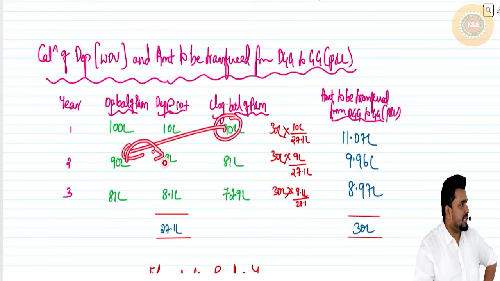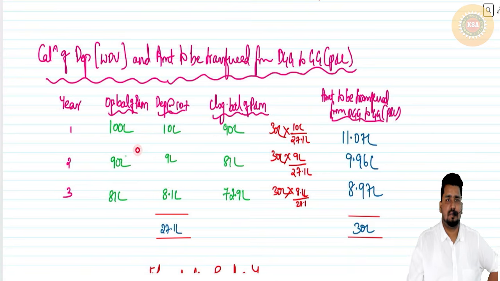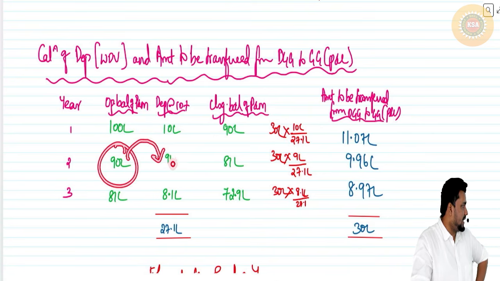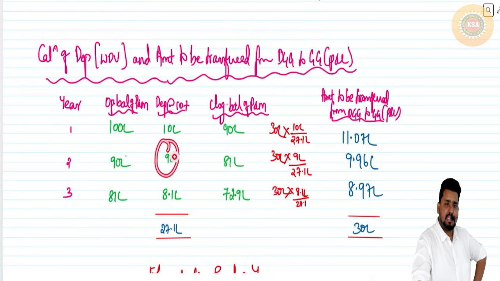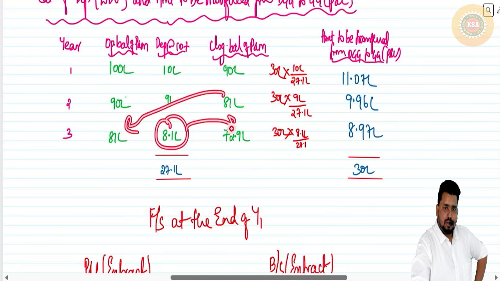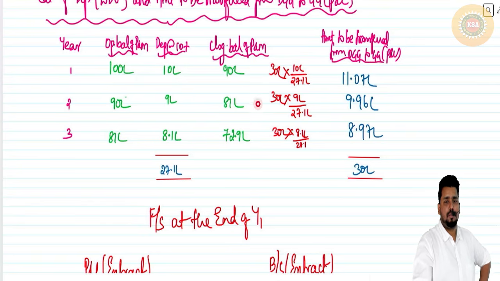WDV or SLM method. If it is SLM, always on what? 100 lakhs. Since it is WDV, on the recent written down value, 10%. 9 lakhs, subtracted, 81 lakhs. Then 81 will become the opening balance, 10%, closing balance. Only 3 years I have given as useful life for computation purposes.